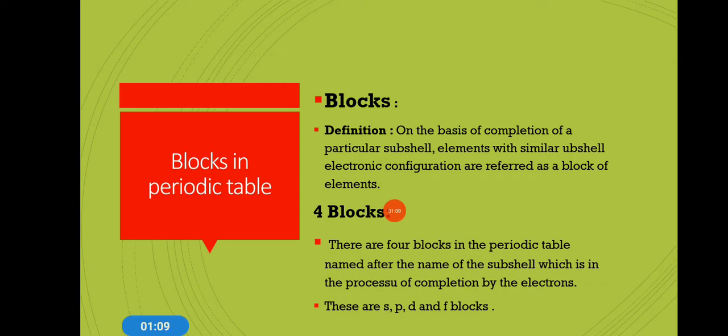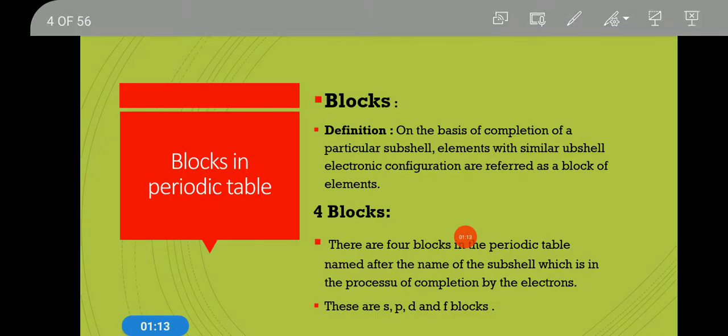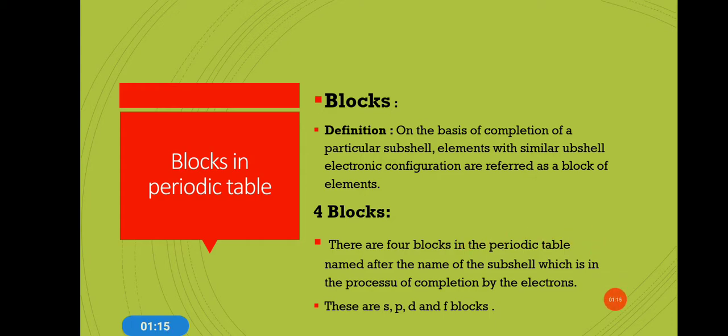Okay, so there are 4 blocks in the periodic table, like we have 4 subshells as we have already discussed. In electronic configuration we discussed that there are 4 subshells: S, P, D and F. So on their basis 4 blocks have been made in the periodic table. There are 4 blocks named after the subshell which is in the process of completion by the electrons. So these are S, P, D and F block.